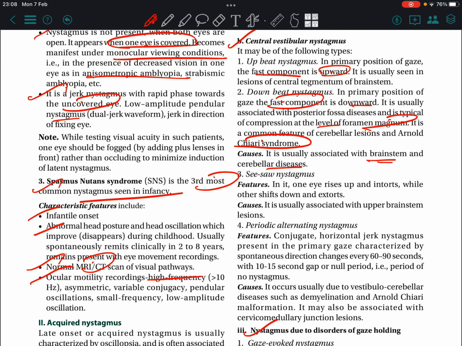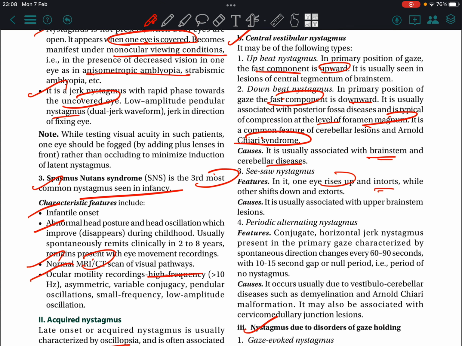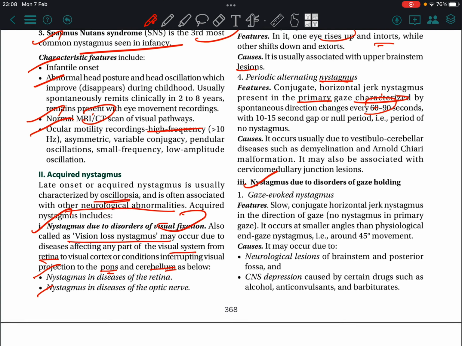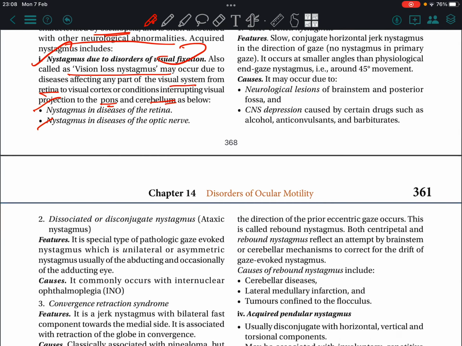See-saw nystagmus features: one eye is up and intorts while the other is down and extorts. It is usually associated with upper brainstem lesions. Periodic alternating nystagmus features conjugate horizontal jerk nystagmus present in the primary position, characterized by spontaneous direction changes every 60 to 90 seconds. Nystagmus due to disorders of gaze holding.